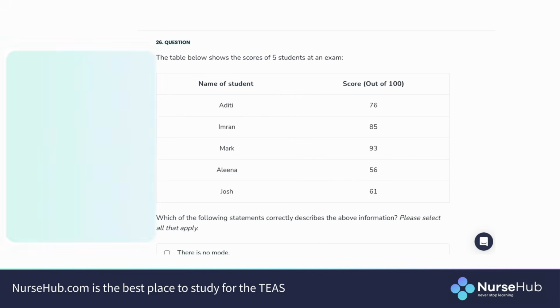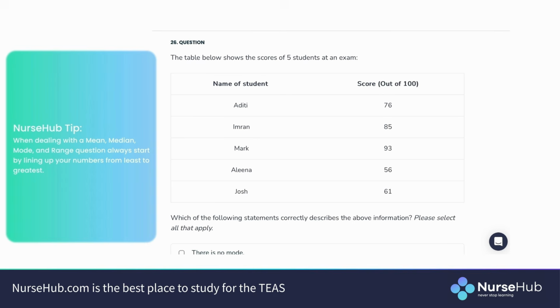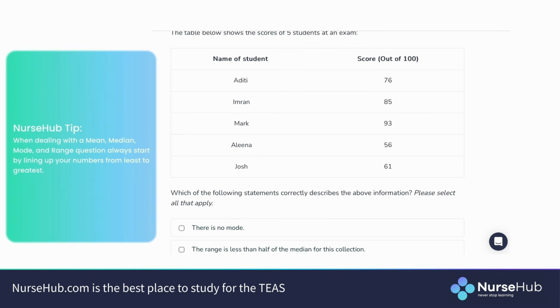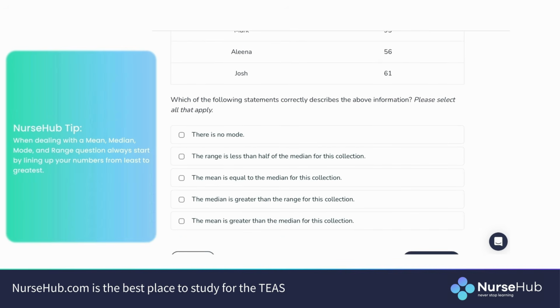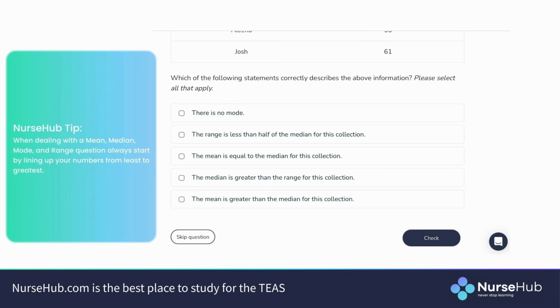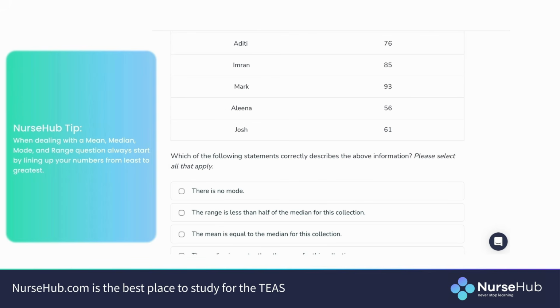All right, so let's look at question 26. The table below shows the scores of 5 students at an exam. We have a 76, 85, 93, 56, 61. Which of the following statements correctly describes the above information? Please select all that apply. There is no mode. The range is less than half of the median for this collection. The mean is equal to the median for this collection. The median is greater than the range for this collection, or the mean is greater than the median for this collection. Lot of information here.